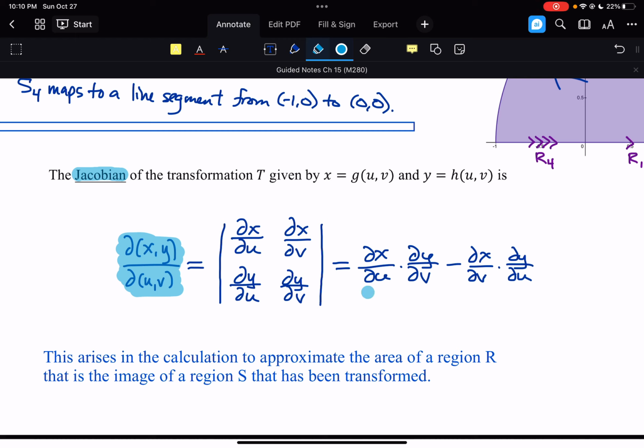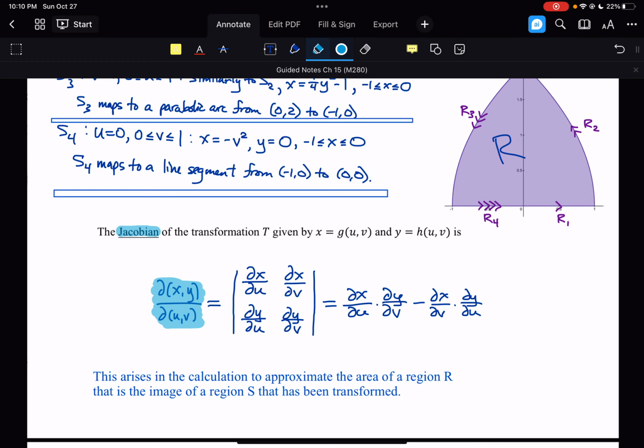This formula, this process, arises in the calculation to approximate the area of a region R that is the image of a region S that has been transformed. So when we are transforming the region S into R, like we just did, if we were going to start doing calculations and integration with it, we would have to include the Jacobian in that calculation.